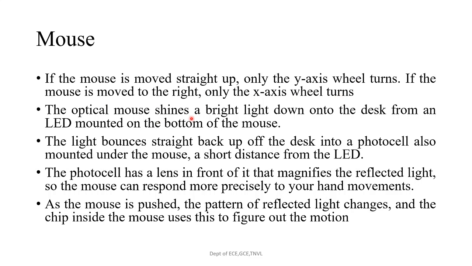The optical mouse shines a bright light down onto the desk from an LED mounted on the bottom of the mouse. The light bounces straight back up off the desk into a photocell, also mounted under the mouse, a short distance from the LED. The photocell has a lens in front of it that magnifies the reflected light so the mouse can respond more precisely to your hand movements. As the mouse is pushed, the pattern of reflected light changes, and the chip inside the mouse uses this to figure out the motion.